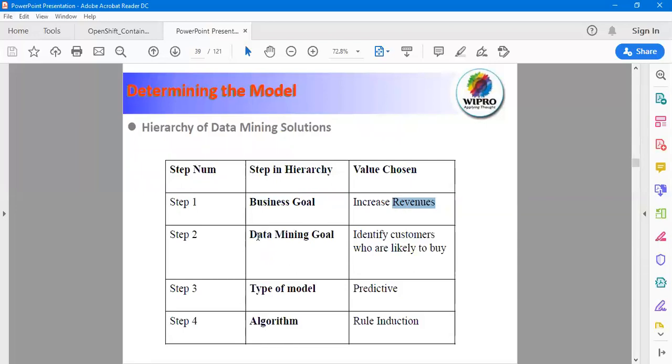So coming back to our topic, after understanding the business goal, next comes the data mining goal: identify the customers who are likely to buy. For example, in our previous lecture we discussed the signature analyst. If I'm trying to analyze the signature of a person, I need to understand the business behind the signature analyst, and why a person would use the signature analyst.